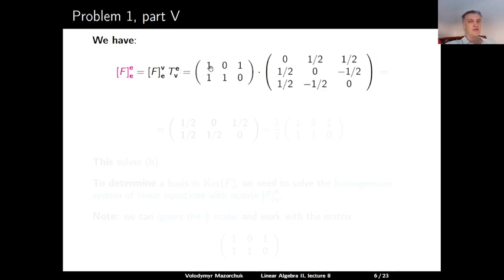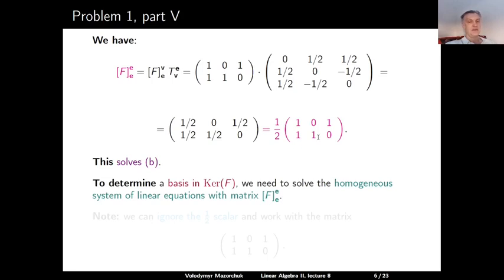So the matrix of F is 1, 0, 1, 1, 1, 0 times the transformation matrix, which is 0, 1/2, 1/2, 1/2, 0, minus 1/2, 1/2, minus 1/2, 0. So when we compute this, we will get 1/2, 0, 1/2, and then 1/2, 1/2, 0. So the matrix of F in the standard basis is a matrix 1/2 times 1, 0, 1, 1, 1, 0. And this solves part B of our problem.